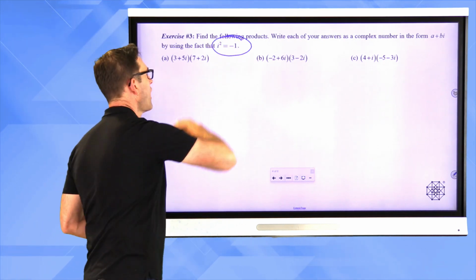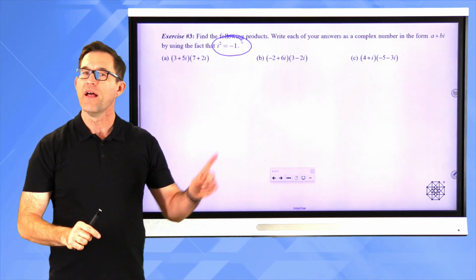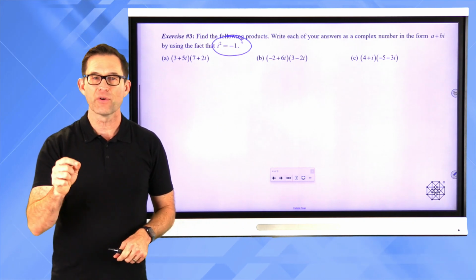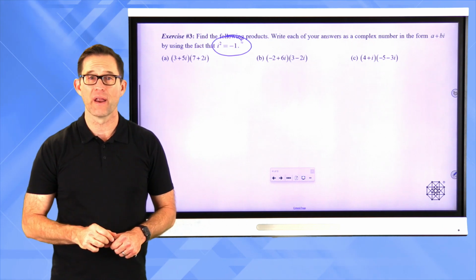And we looked at that a lot in our last lesson. i squared is equal to negative 1. That's going to be a very important fact as we move forward in this lesson. Every time you see an i squared, I want you to replace it with the number negative 1.